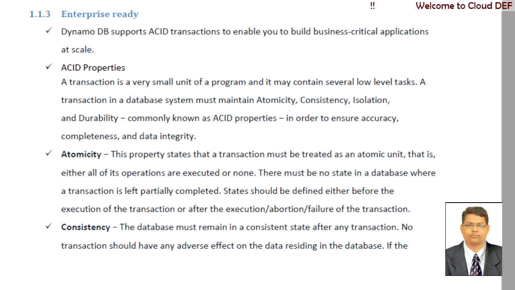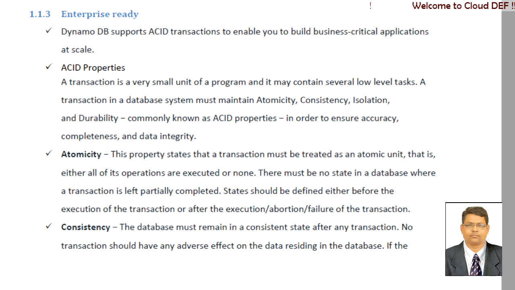Consistency. The database must remain in a consistent state after any transaction. No transaction should have any adverse effect on the data residing in the database. If the database was in a consistent state before the execution of a transaction, it must remain consistent after the execution of the transaction as well.